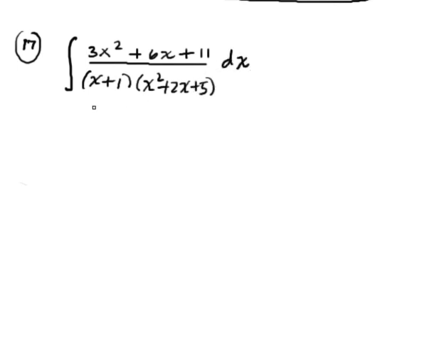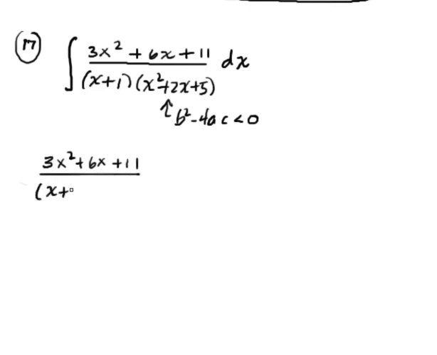Now the denominator is factored as much as possible. This does not factor. In fact, b squared minus 4ac is less than 0, so we can't factor this. All right, so let's split this up as is. So we have on the left side, we'll write 3x squared plus 6x plus 11 divided by x plus 1 times x squared plus 2x plus 5.